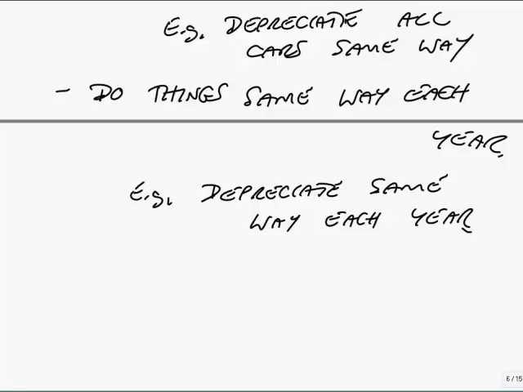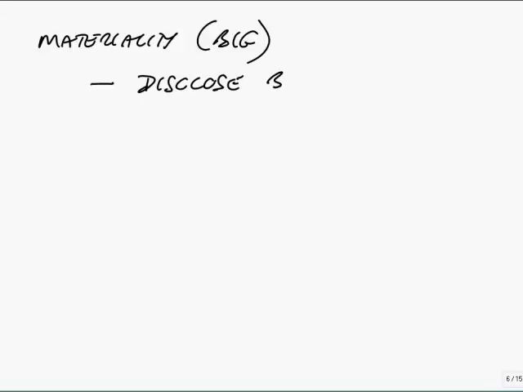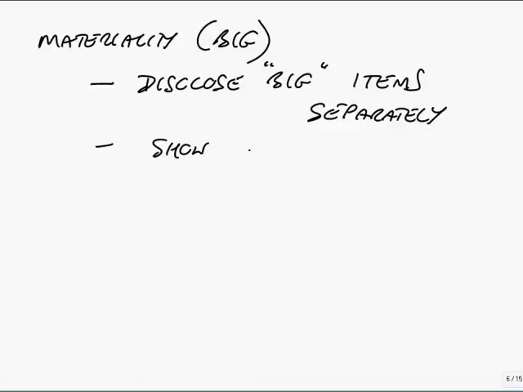All right, they're the fundamental ones. Over the page, you've got a whole list. Now, some of these are very obvious, some slightly less so. Can we just run down and make sure we're clear? The first one there, materiality. The word materiality is basically big. And what they say is this. Disclose big items separately. Show small items in total.